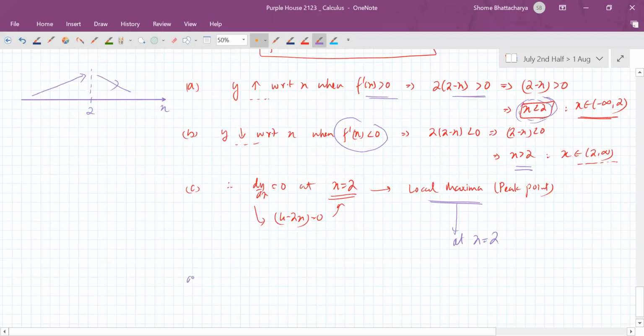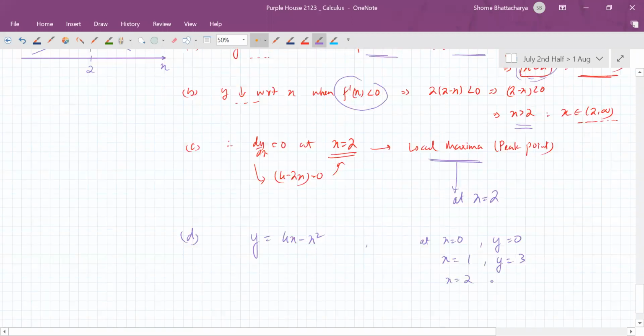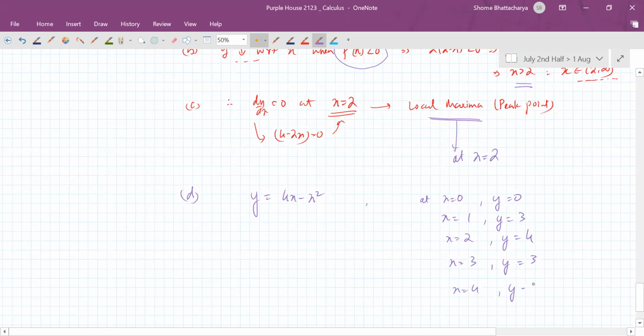Now for the graph part, we can do a bit like this. So what was our function? It was 4x minus x square. At x equal to 0, the value of y is 0. At x equal to 1, the value of y is how much? 4 minus 1, or 3. Then at x equal to 2, 8 minus 4, so that's 4. At x equal to 3, 12 minus 9, so that's again 3. Then at x equal to 4, y becomes 0.